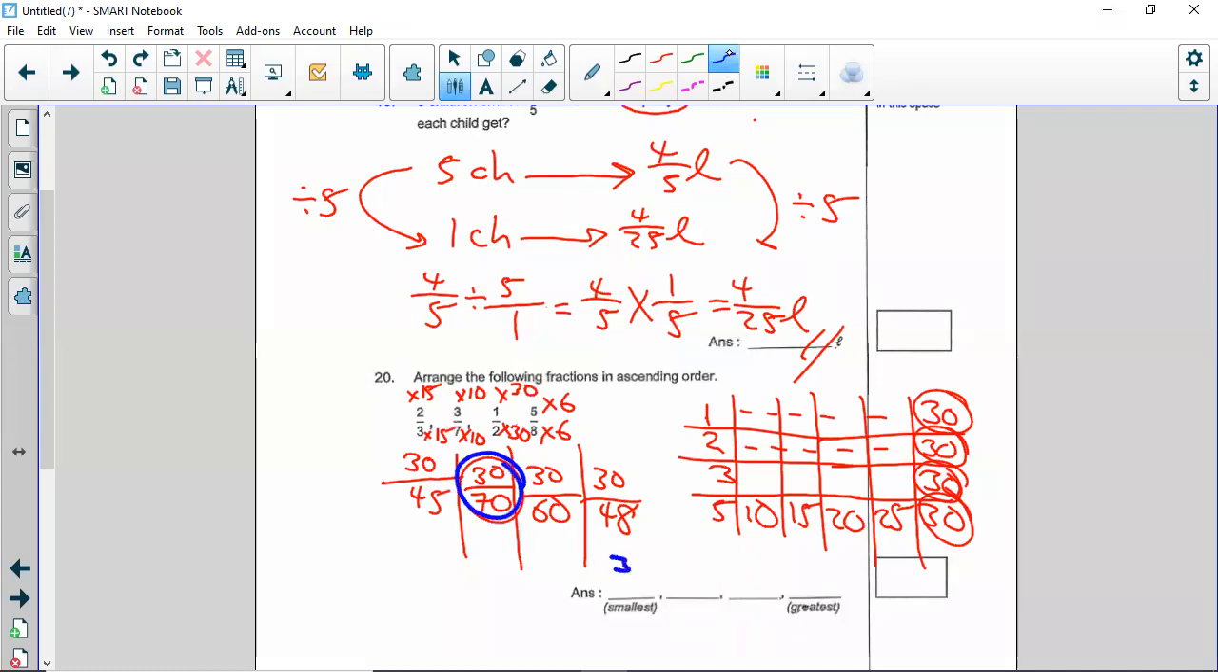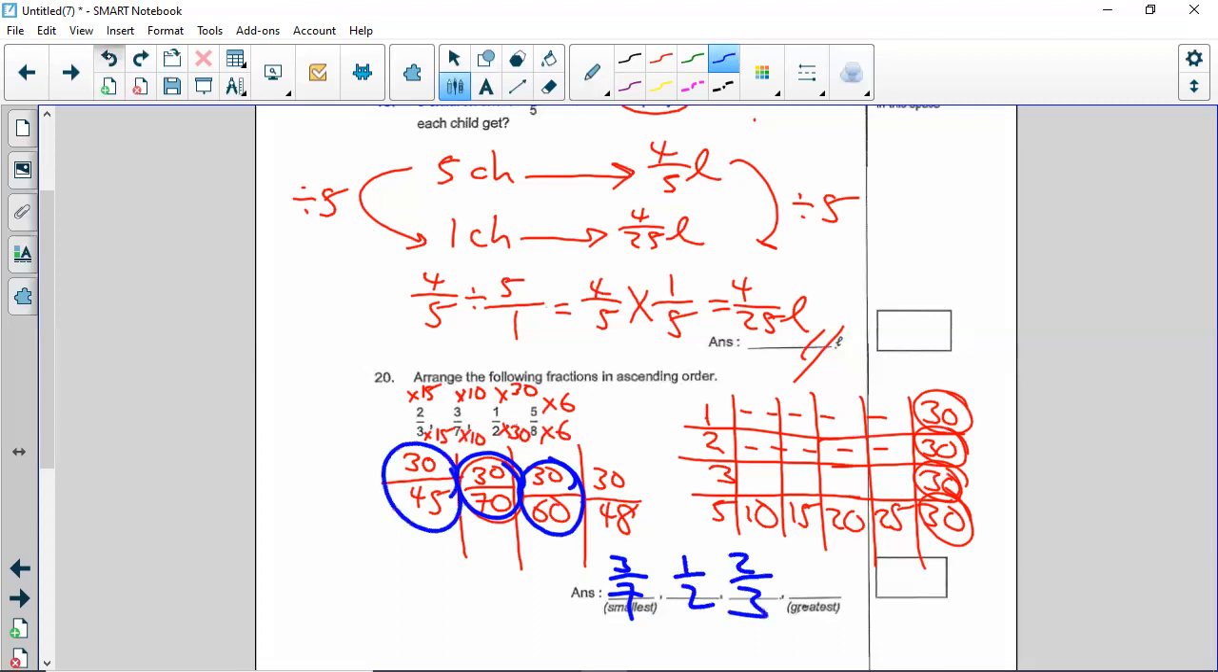So write the original answer, 3 over 7. And then which one is getting bigger? Which is 30 over 60. Right, that's getting bigger already. The number of parts gets lesser already. So write the original answer. And then getting bigger some more, which is 30 over 45. And that is 2/3.